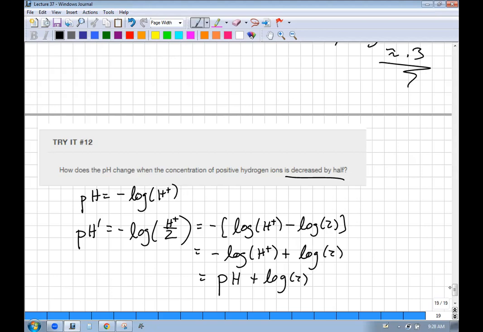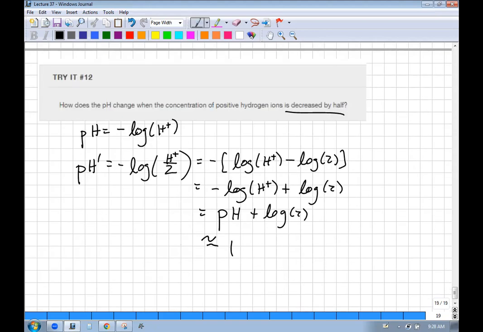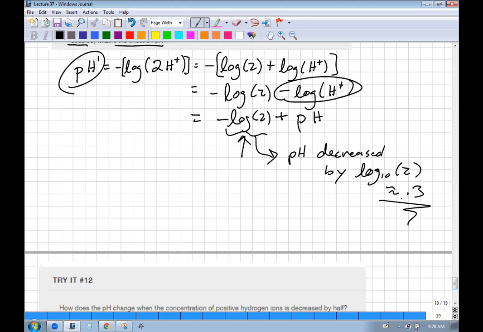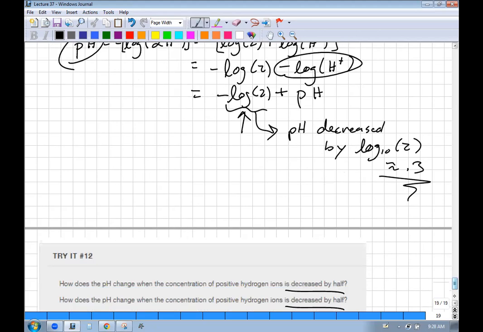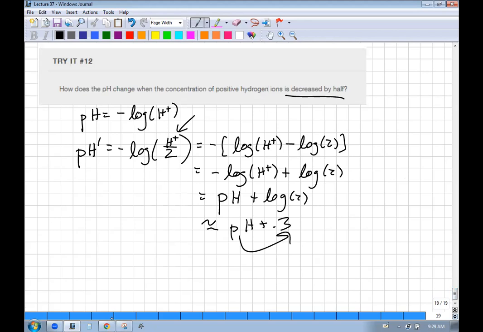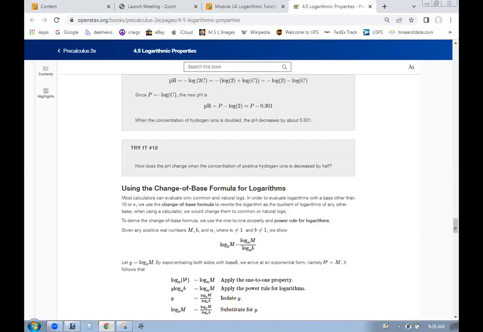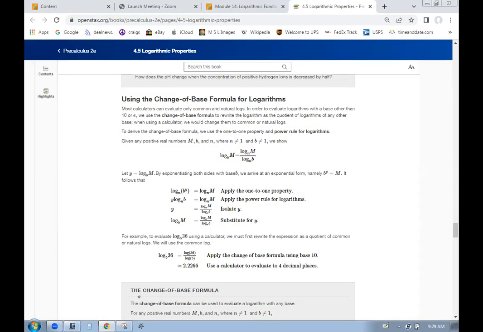And then we're adding log 2. So if you cut your hydrogen ions in half, your pH goes up by 0.3, just like doubling it decreased it by 0.3. And here's your change of base formula. It's not hard to remember.